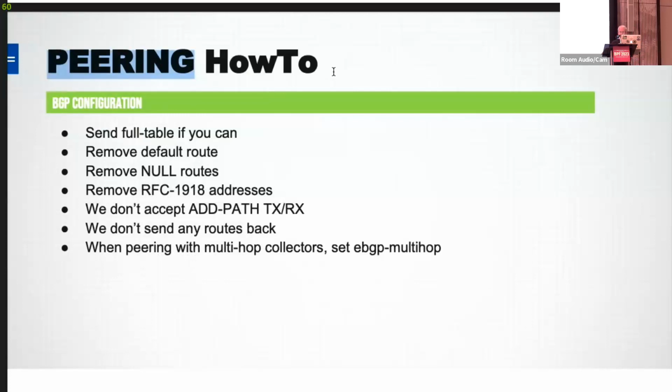We don't accept add path, and we won't send any routes back to you. The peering session will come up, we'll take everything, but we're not forwarding traffic. This is just a route collector. So we won't give you anything back in the BGP feed. And if you're connecting multi-hop to the UFO, just remember it's eBGP multi-hop.